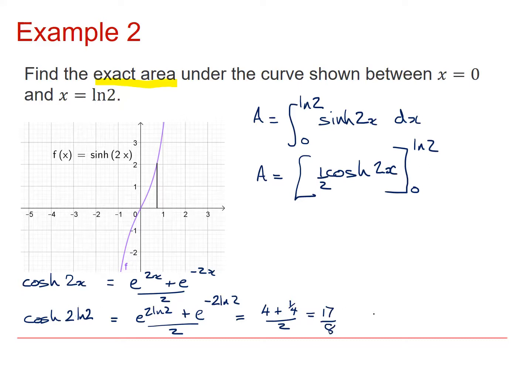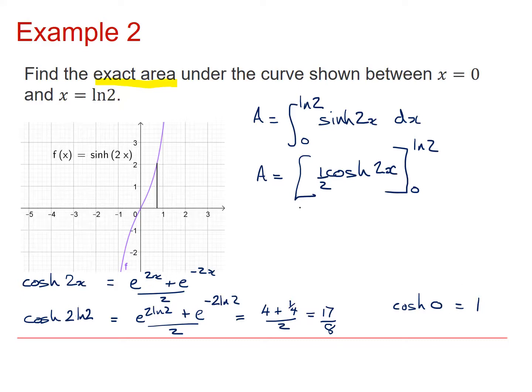And similarly, the cosh of 0 is just going to be 1. We've actually seen in a previous video that the graph goes through 0, 1. So we do know that cosh 0 is equal to 1.